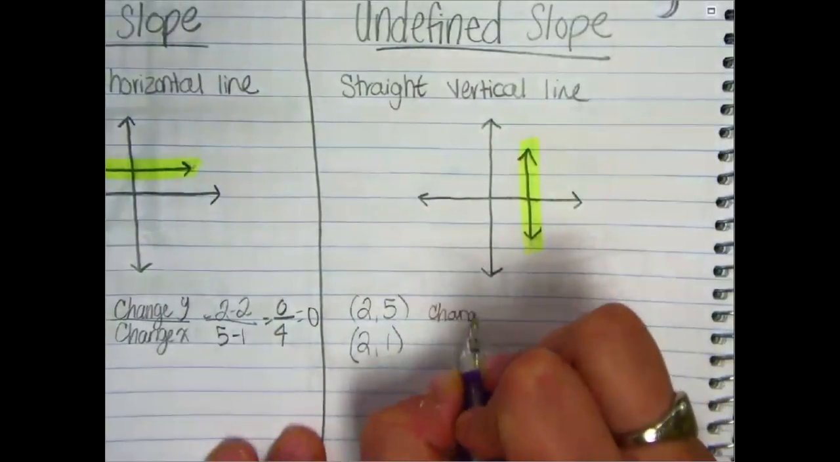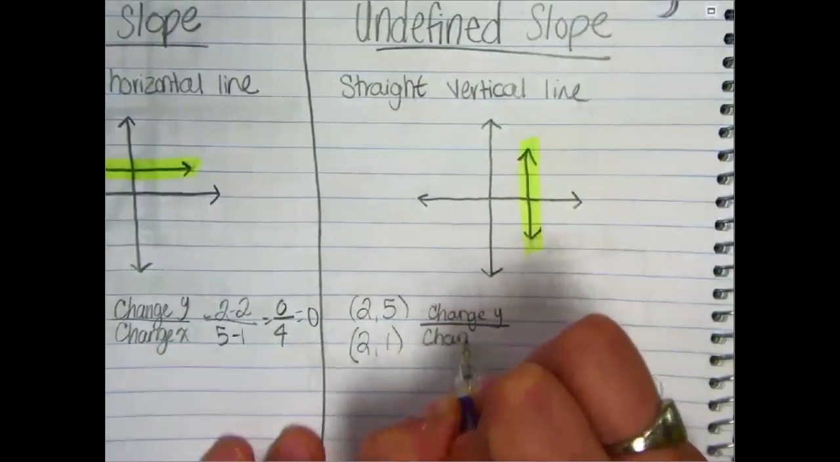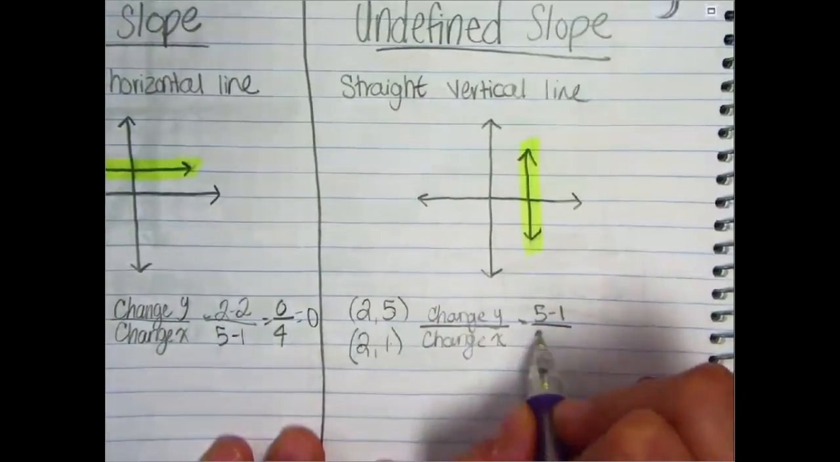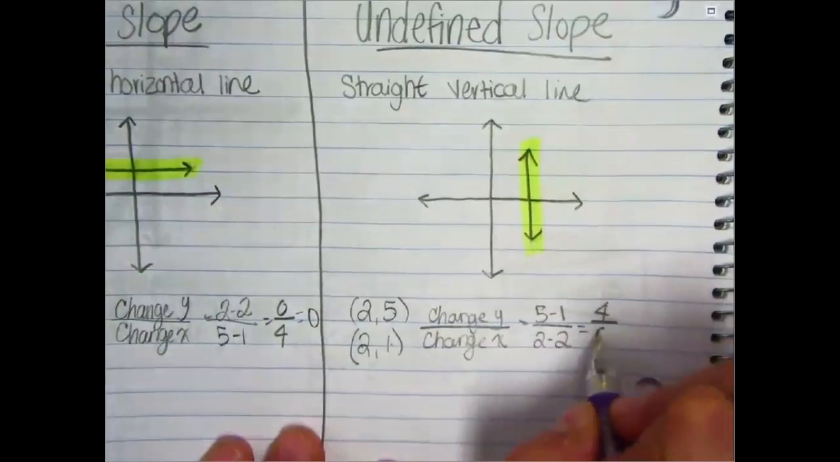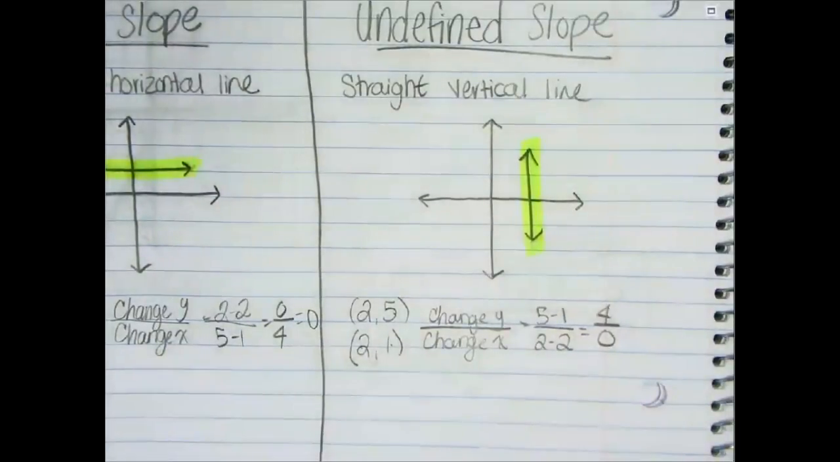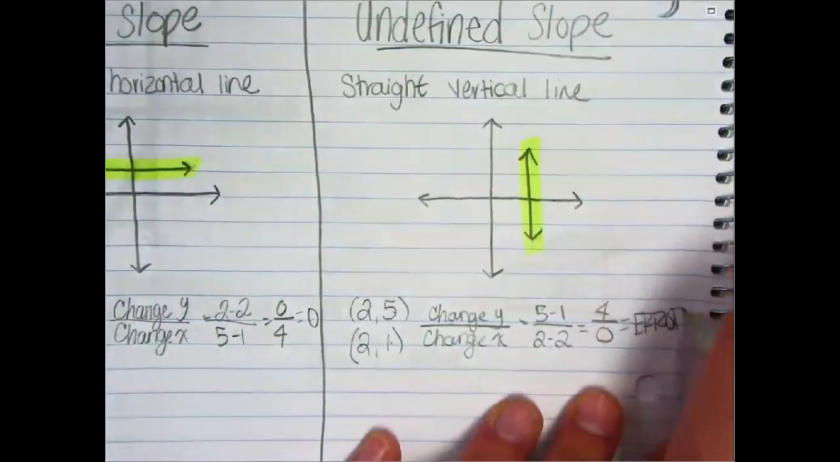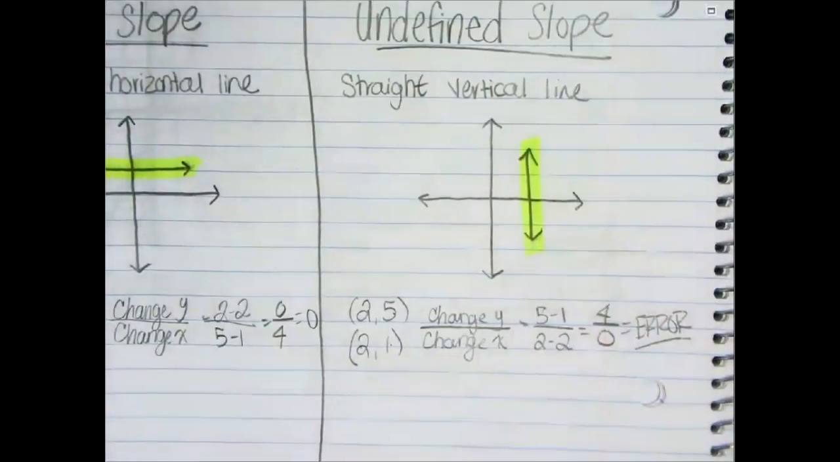So I'm going to do this math again. Change of y over the change of x. I've got 5 minus 1 and 2 minus 2. Uh-oh. Can you divide numbers by 0? You know you can't. You get a big old error. How do you solve an error? You don't. You run errands. That's why it's undefined. It is undefined because you can't divide a number by 0. It's not possible. Julia is exactly correct when she said that's why it's undefined.